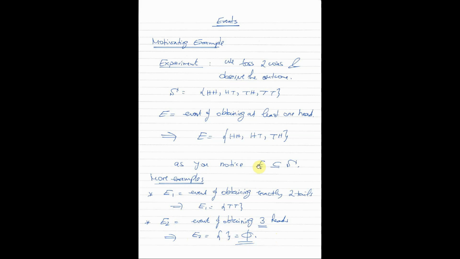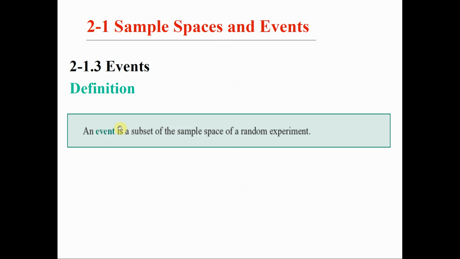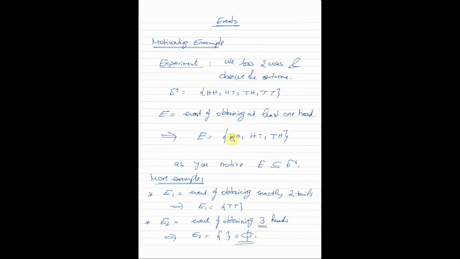As you notice, if you go to the formal definition, an event is a subset of a sample space. If this is our sample space, any subset could be an event. The extreme case is the empty set, which is also a subset of this. Another extreme is if the event is exactly the same as the sample space, so the event contains everything, then basically it is the sample space itself.